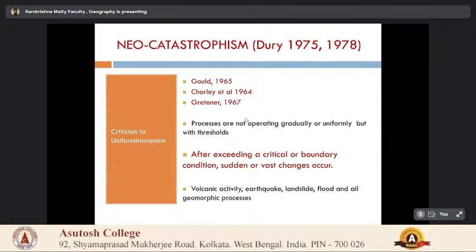If the threshold energy, the critical energy, is available, then only erosion starts. A particular grain within a river valley, in the valley bottom, may not move downstream until and unless a critical energy is available. So after exceeding a critical or boundary condition, sudden or vast changes occur. That means the processes are not equally distributed over the time frame, but are thresholded. What are the examples? Volcanic activities, earthquakes, landslides, floods, and all the geomorphic processes operate after achieving threshold conditions.